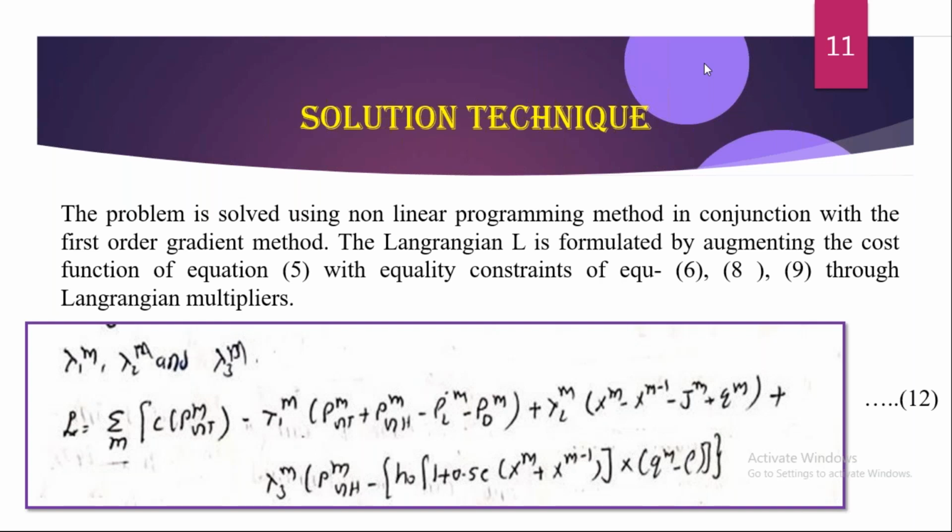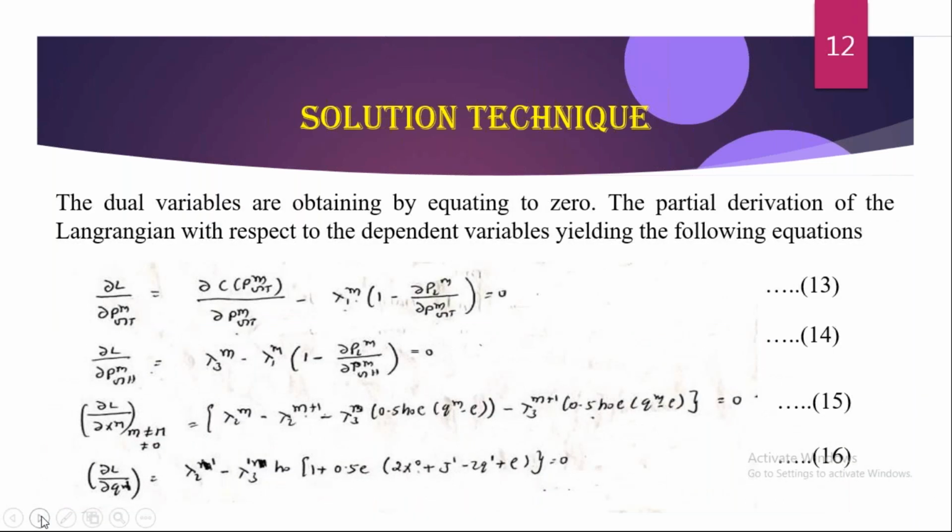Now we go for the different conditions to find out these three constants. If you want to find lambda 1, lambda 2, lambda 3, we have to differentiate the Lagrange multiplier with respect to four parameters. One is the power generation by the thermal power plant, and second, we have to differentiate the Lagrange equation with respect to the power generation by the hydropower plant, and by the number of intervals and water discharge. By using these conditions, we can calculate lambda 1, lambda 2, lambda 3.